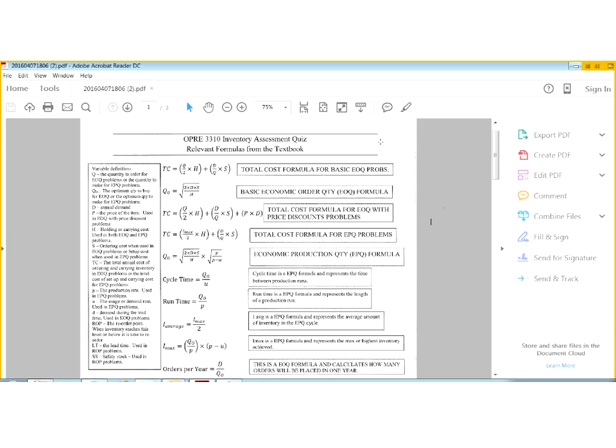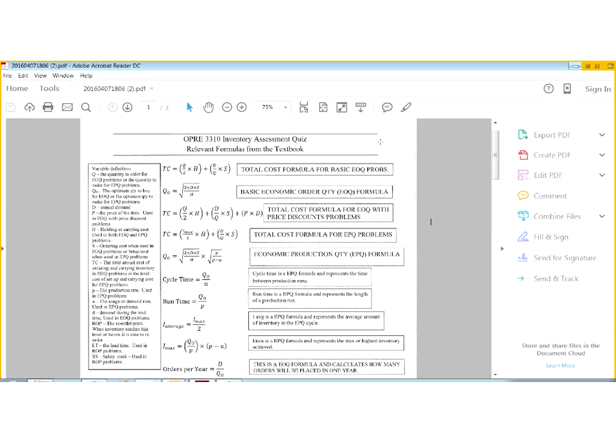H is the holding cost or the carrying cost. It's used in both formulas. S is also used in both formulas, but the definition of S is different. When S is used in the economic order quantity, it represents what we refer to as the ordering cost. When it is used in the economic production quantity, S is used to represent what we call the setup cost. TC is pretty obvious. That stands for the total cost.